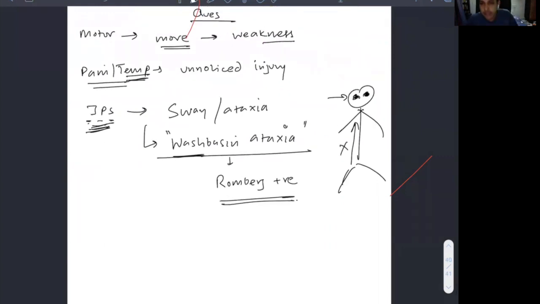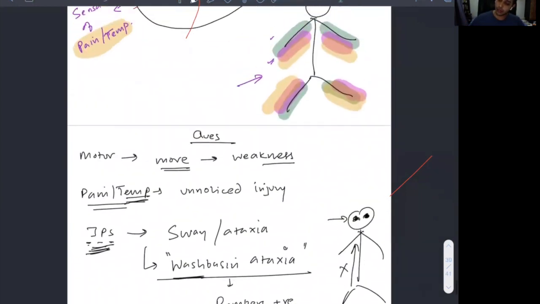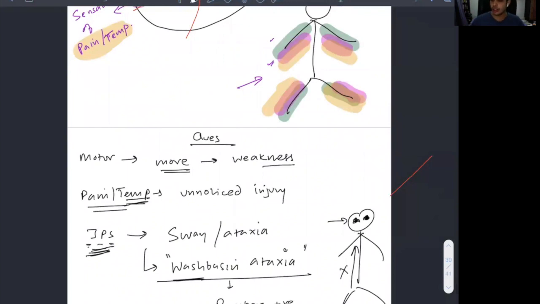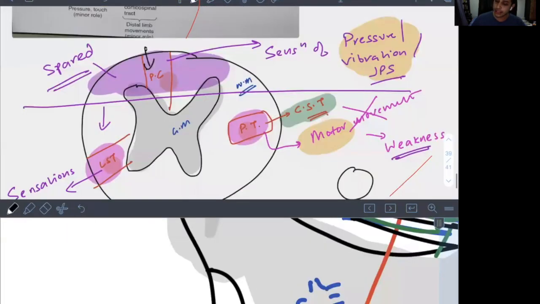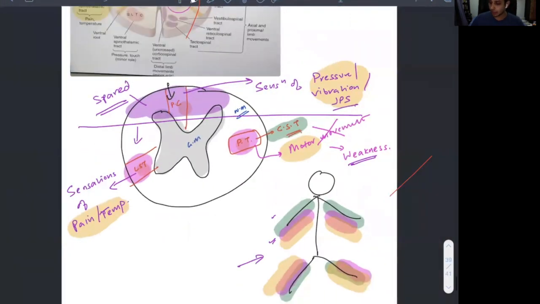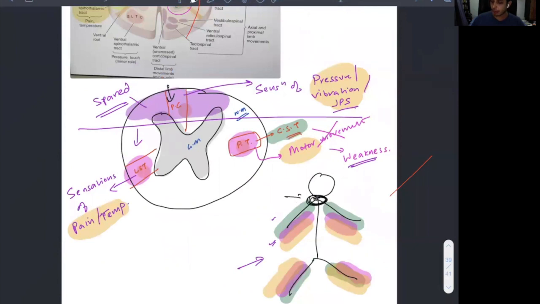Now, this is roughly the three questions that you ask during history to localize whether your motor system is involved, your lateral sensory system is involved, and your dorsal sensory system is involved. And if, suppose, all three are involved in all four limbs, then you localize the lesion to the cervical cord. That means that the lesion is somewhere high up.